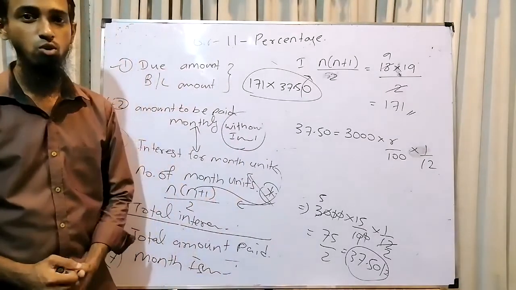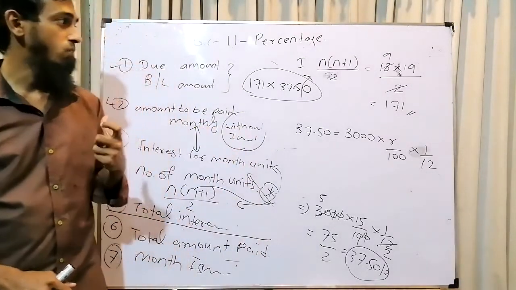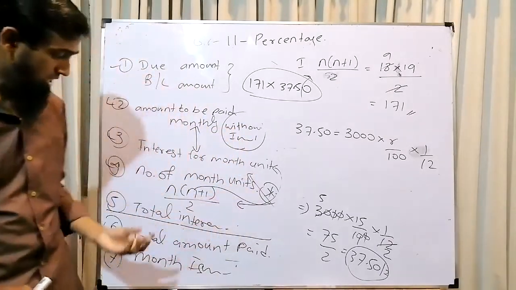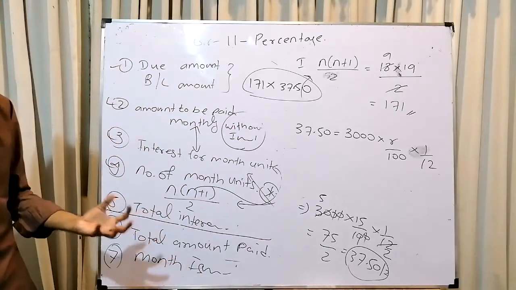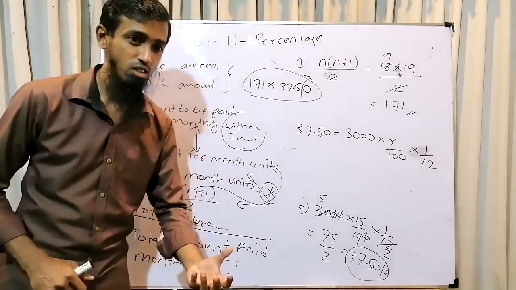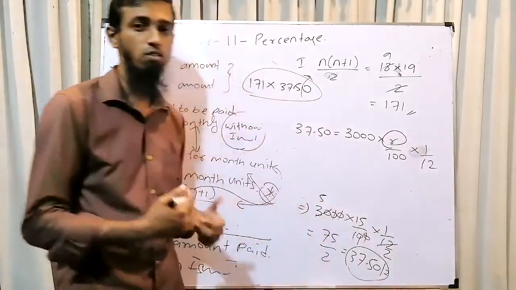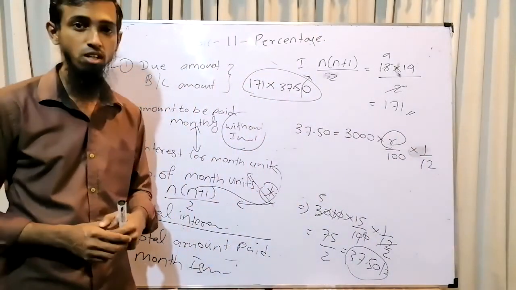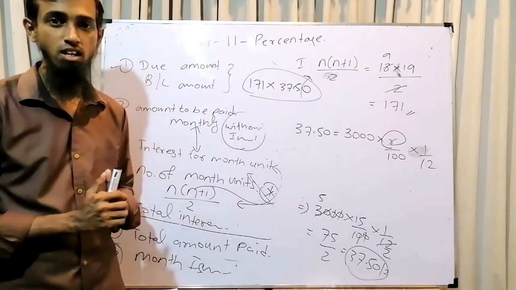Now we are going to study the reverse. The reverse question is, we are given the monthly installment, the price of the value and the down payment, and we need to find the rate. That is the second part of the reducing loan balance. We'll discuss some example questions. How do we calculate the interest rate?